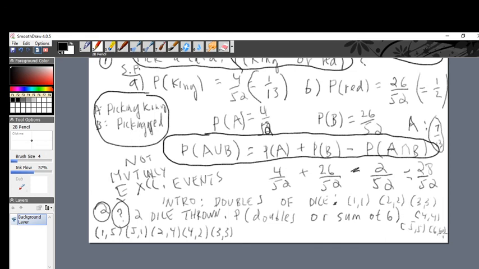So what's the probability of getting doubles or a sum of 6? Let's call this a D, and let's call this an S. The probability of getting a D or an S is equal to 1, 2, 3, 4, 5, so 5 out of 36, plus 1, 2, 3, 4, 5, 6, so 6 out of 36.